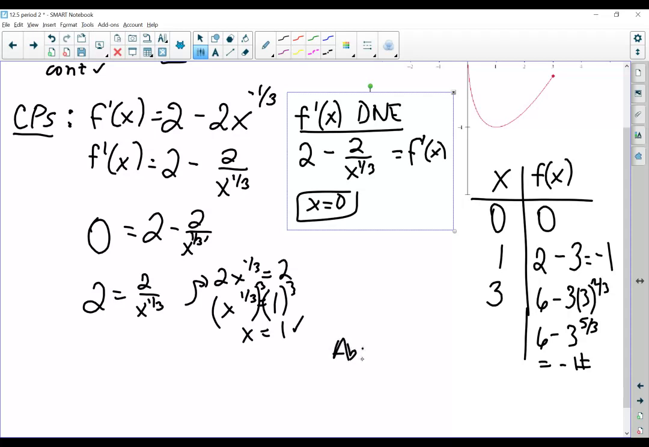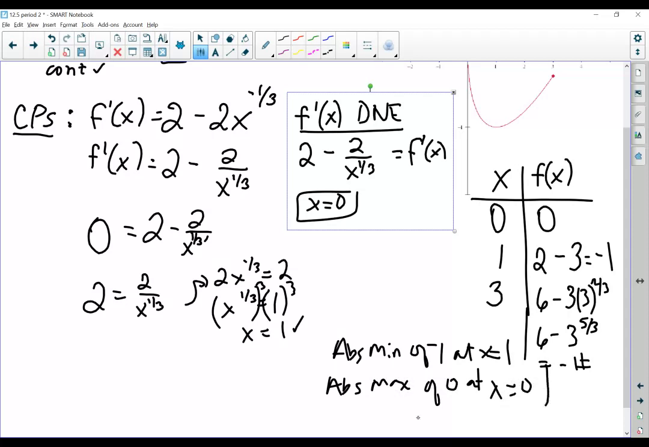But now I can say absolute min of -1 at x equals 1, absolute max of 0 at 0. Now, is the minimum always going to be the critical point? No. Okay. Is the maximum always going to be an endpoint? No. And that's how we would find absolute maxes and mins if EVT applies. Okay. Now, the question is, how do we find maxes and mins when EVT doesn't apply?